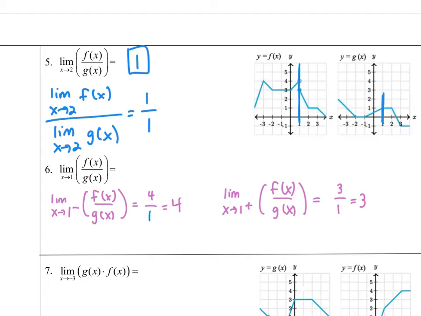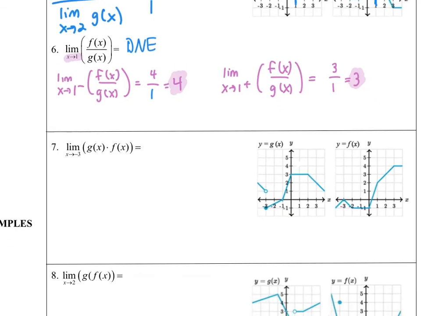So now on this one, from the left and from the right, I have 2 different values, which means my general limit, the question on number 6, because I have 2 different values, the overall answer is does not exist.